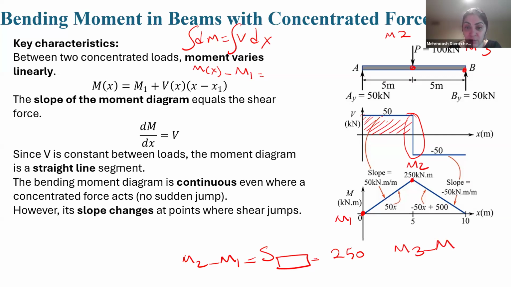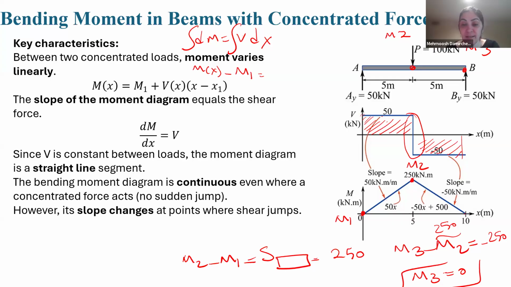M3 minus M2 is the area of here. What is this area? It is under the x-axis, so it should be minus 50 times 5, which is minus 250. And M2 is 250, so M3 should be 0.